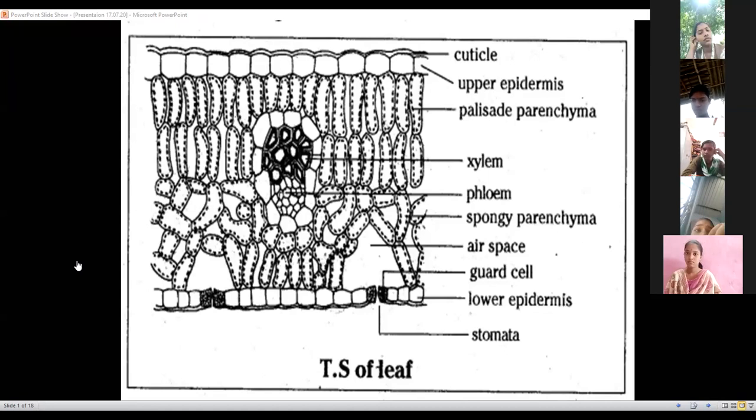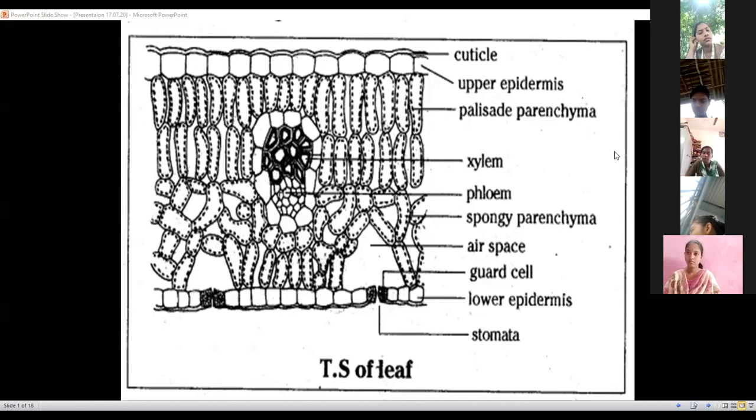Upper epidermis, this is a single layer of cells containing few or no chloroplasts. The upper surface is covered with a waxy, waterproof cuticle, which serves to reduce water loss from the leaf. Upper epidermis helps to reduce water loss from the leaf. The next part is palisade parenchyma. See this picture, this diagram.